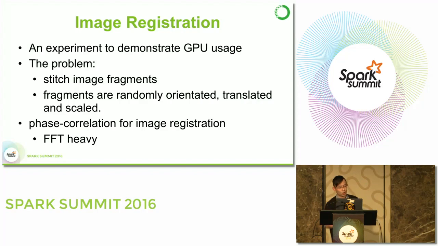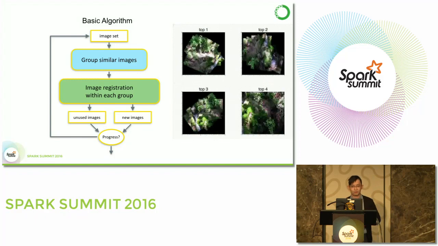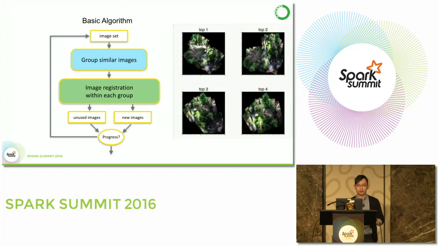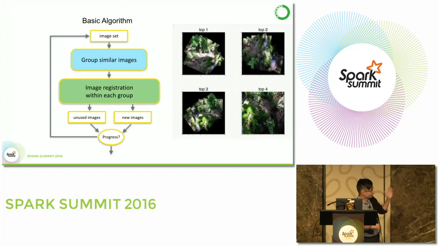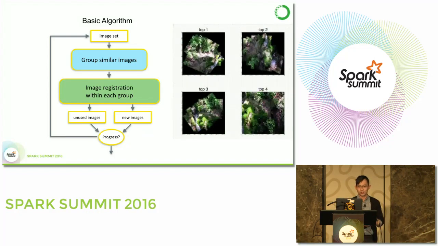And the simplest algorithm that I can think of is phase correlation for doing image registration. It's an algorithm that is very heavy in using FFT. So that's how the basic algorithm and the application would look like at the end. The animation on the right is going to show you how the stitching process goes in each iteration.